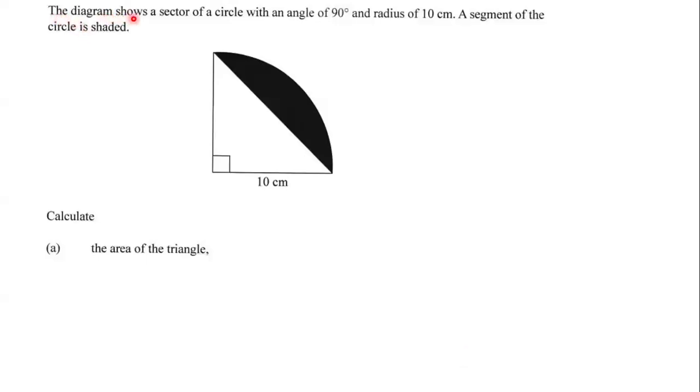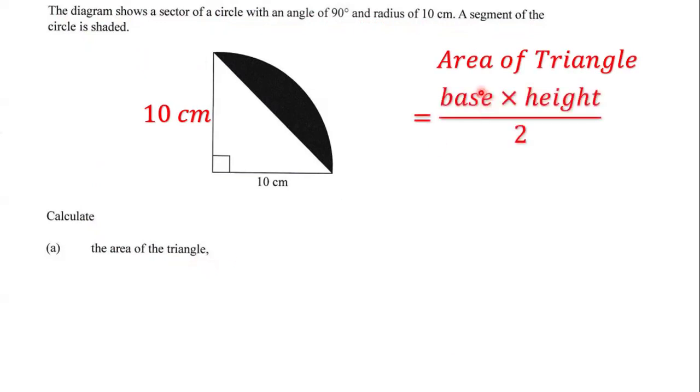The diagram shows a sector of a circle with an angle of 90 degrees and a radius of 10 centimeters. A segment of the circle is shaded. Calculate the area of the triangle. Now the area of the triangle is given by the formula base times height divided by 2.